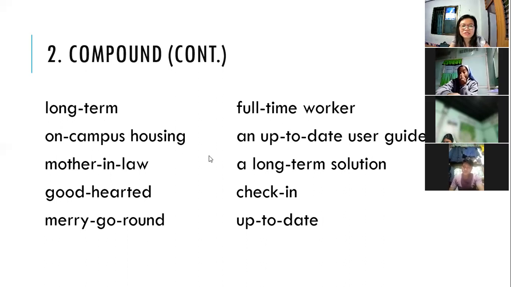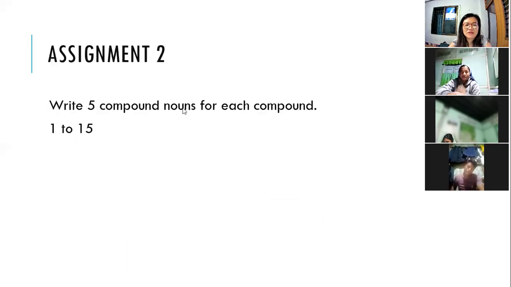Okay, so this is hyphenated compound. Write 5 compound nouns for each compound: 5 for closed compound. Think about how many vocabulary words you can make. I think 5 will be little, maybe 10 will be great. The more you think, it's like sharpening your thoughts. So 5 for the closed compound, 5 for the open compound, 5 for the hyphenated compound. All right, okay.